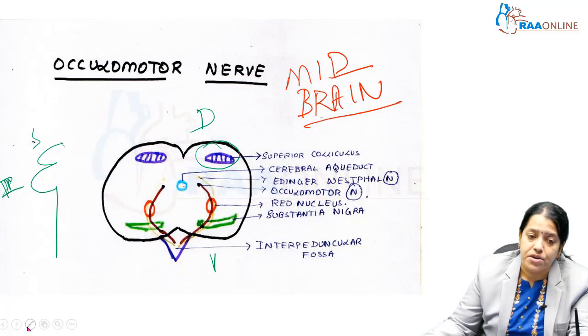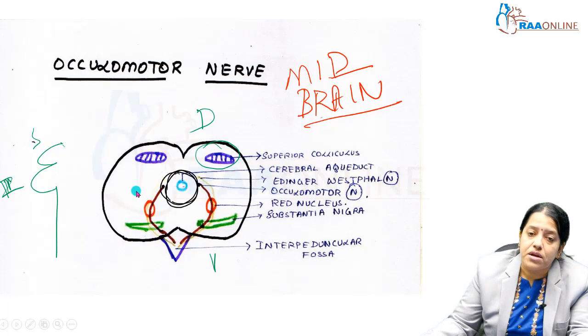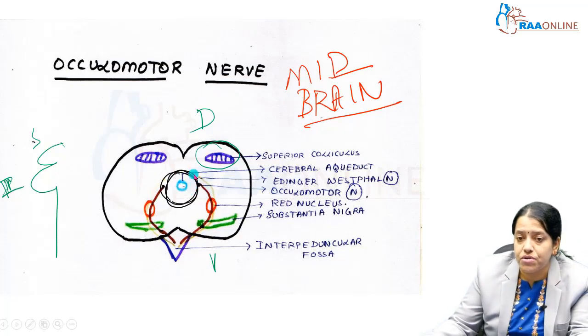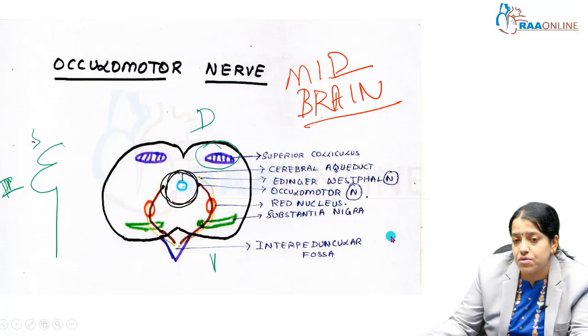Let me draw the periaqueductal gray matter. So if you have this part, this is the periaqueductal gray matter. The nuclei of the oculomotor nerve are lying in the periaqueductal gray matter, and you are having two nuclei: the main motor nucleus, which is in the brown, you can see here, and another nucleus which is in the yellow, which is the Edinger-Westphal nucleus, or the parasympathetic nucleus, which is associated with the oculomotor nerve.